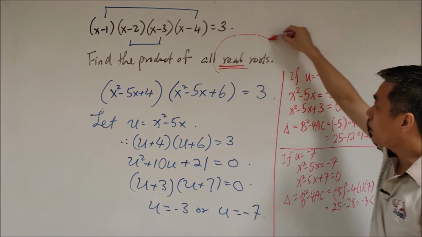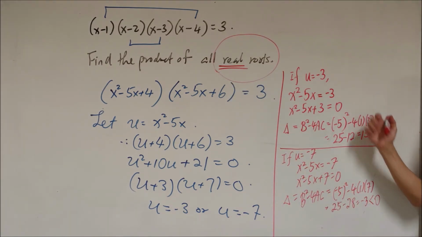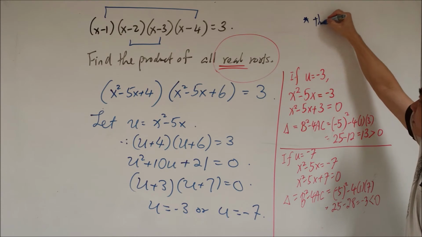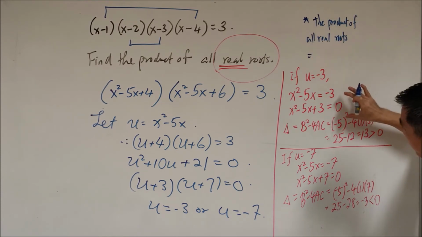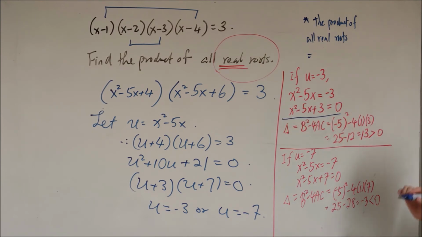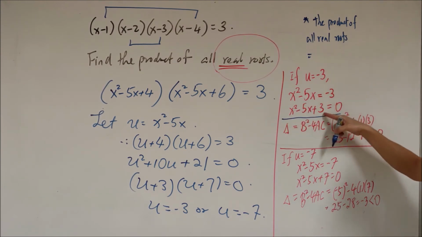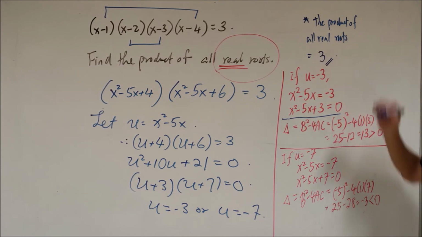So we want only the product of all real roots, and it can only come from this part, and therefore the product of all real roots will be the product of the roots in this quadratic equation, and that is c over a, that equals 3, and that is the answer.